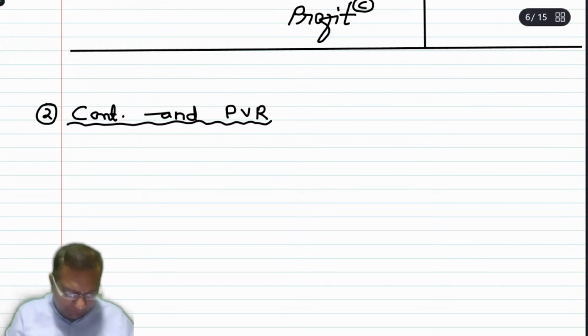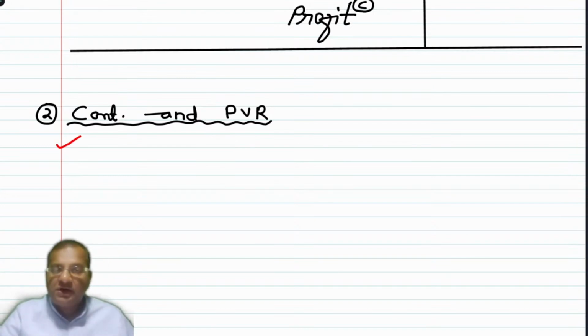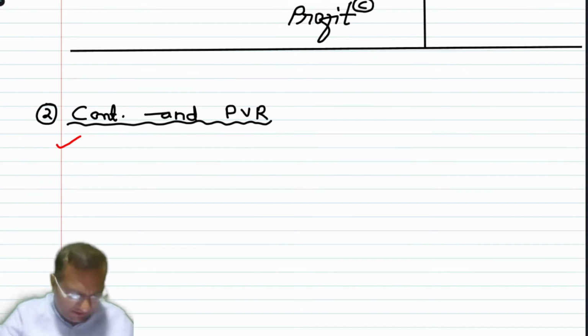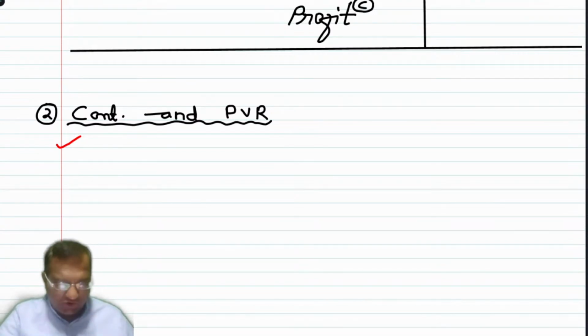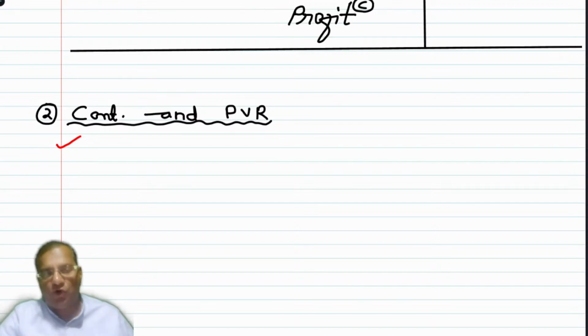So write with a red pen, beta, in the next line: when contribution is expressed in percentage terms, it's known as PVR, profit volume ratio.